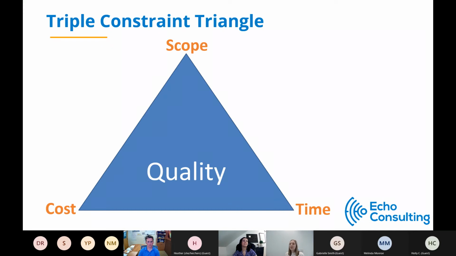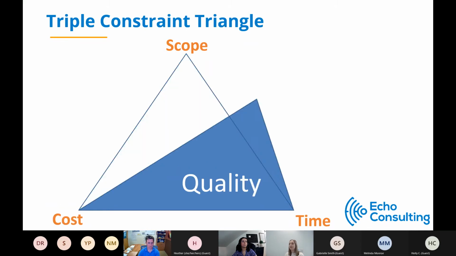So triple constraint triangle, we like to share this concept in our intro to project management webinars. And it's really this theory which says that every project operates within the boundaries of scope, time, and cost. A change in one factor is inevitably going to affect the other two. So I like to highlight this visual, right, which essentially represents that a change in one of these components, like I mentioned, is going to affect the other. So we have a reduction in time and cost. That's ultimately going to decrease the scope of the project, and it's also going to impact the overall quality.